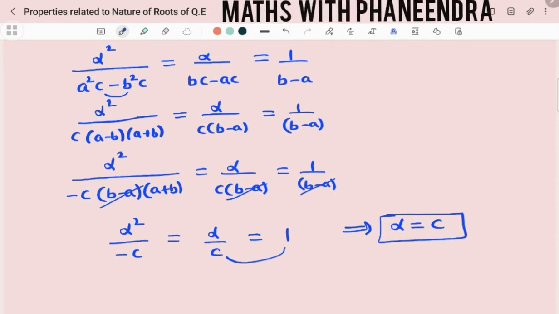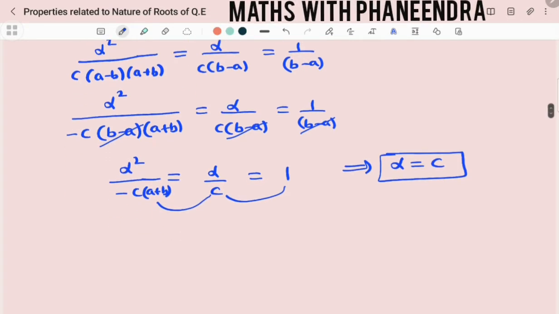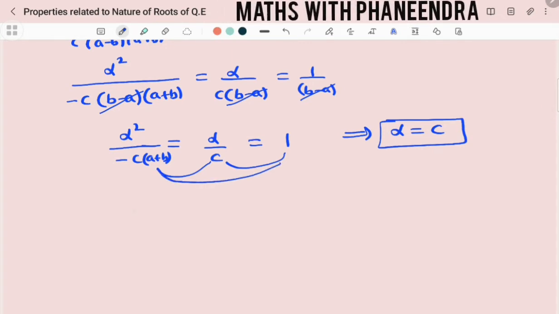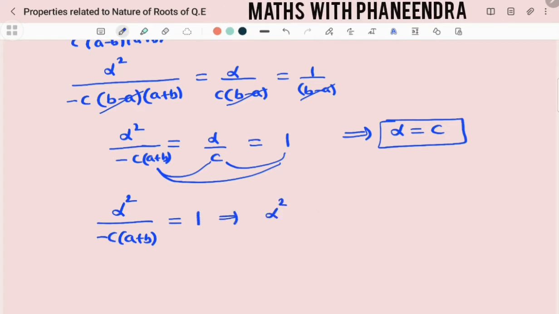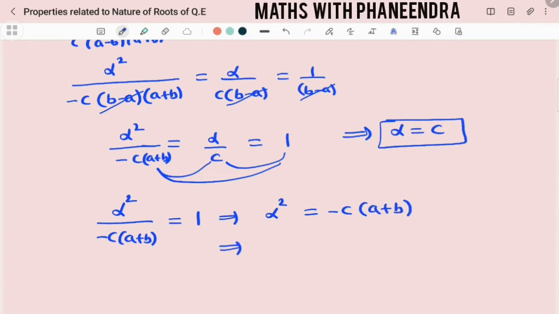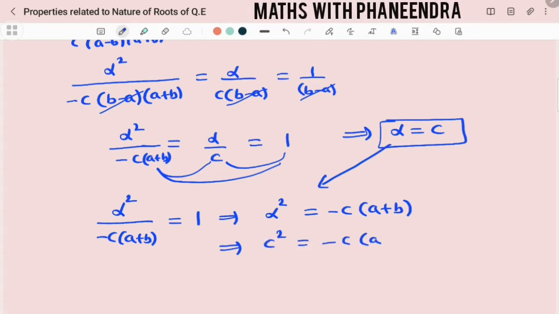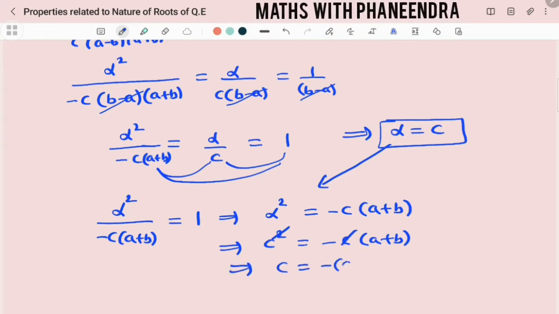So here I forgot to write minus c into a plus b. So equating these two, alpha square by minus c into a plus b is equal to 1. That implies that alpha square is equal to minus c into a plus b. So alpha is equal to c, substitute here. C square is equal to minus c into a plus b. So c gets cancelled. C is equal to minus of a plus b.